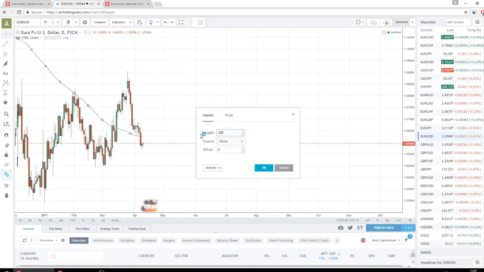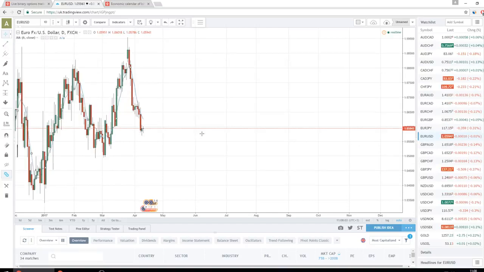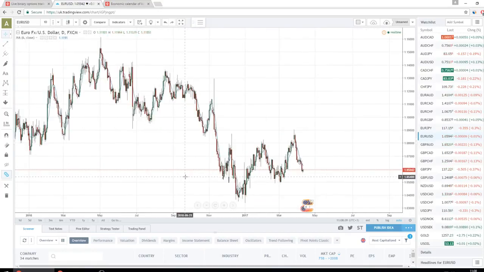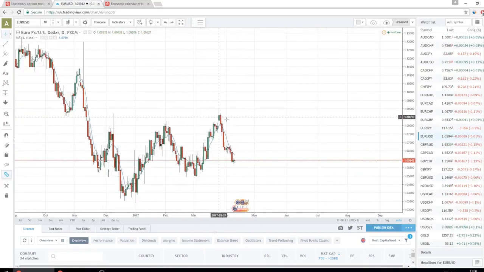When we put here a smaller amount, moving average will react to the market changes. You see that it's not so smooth. Almost always it follows the candles that we have here, and it's not as general as we had when we put the 100 candles for analysis.